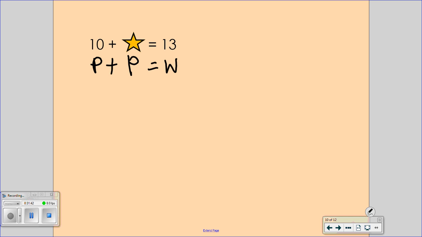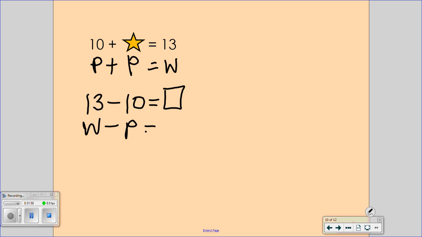Courtney, what do you think? I think it's 13. 13, my whole, minus 10 and equals in a box. Box, star, whatever. This would be our whole minus part to give us the other part. Make sure this is written down in your notebook.